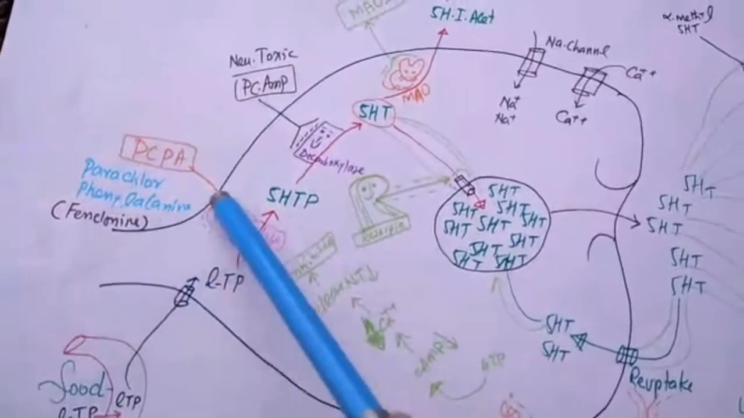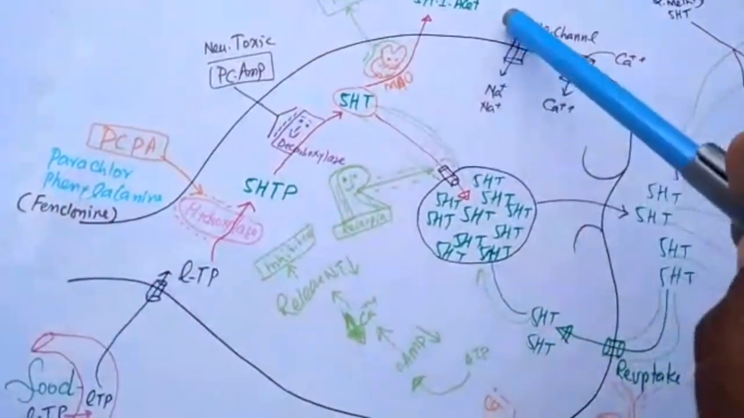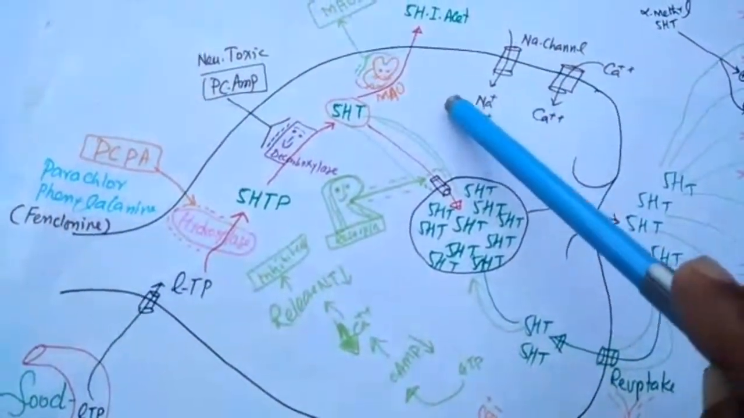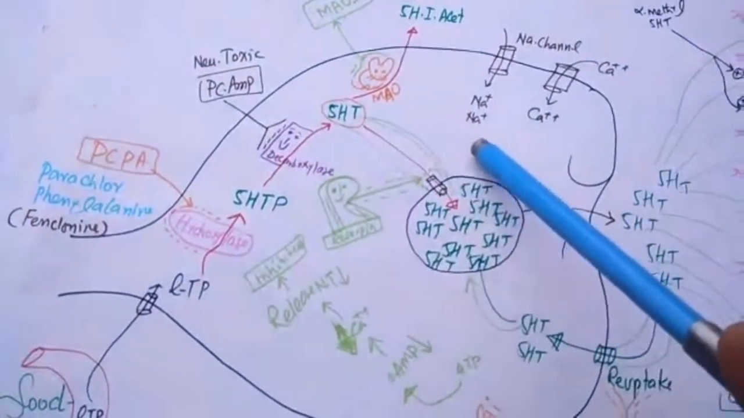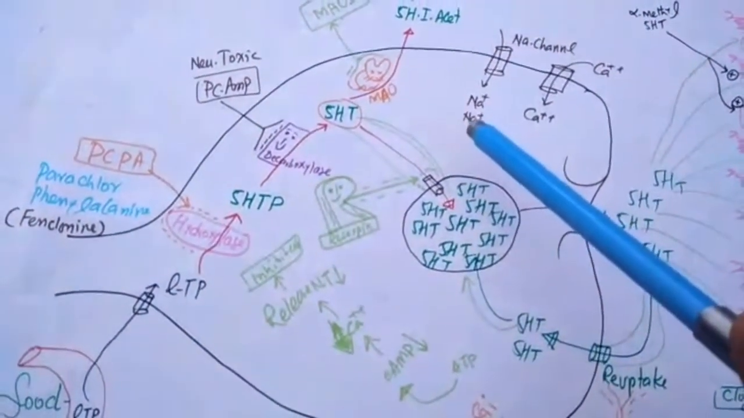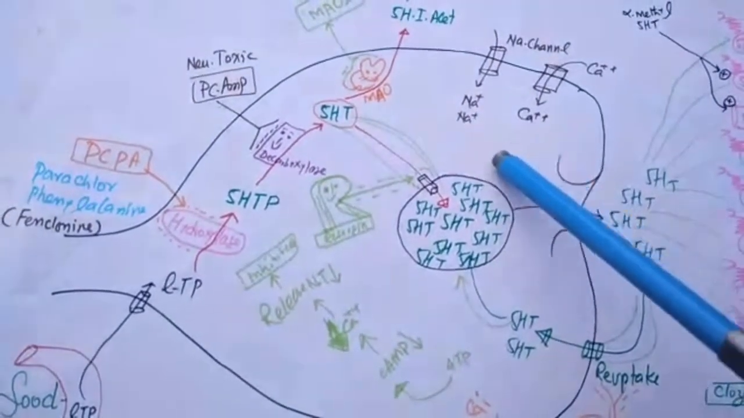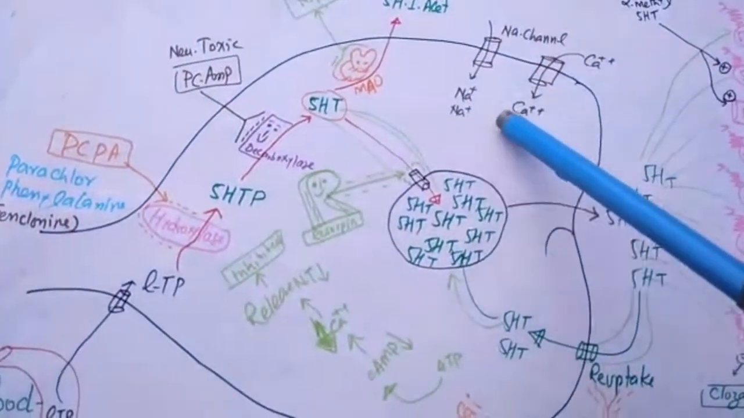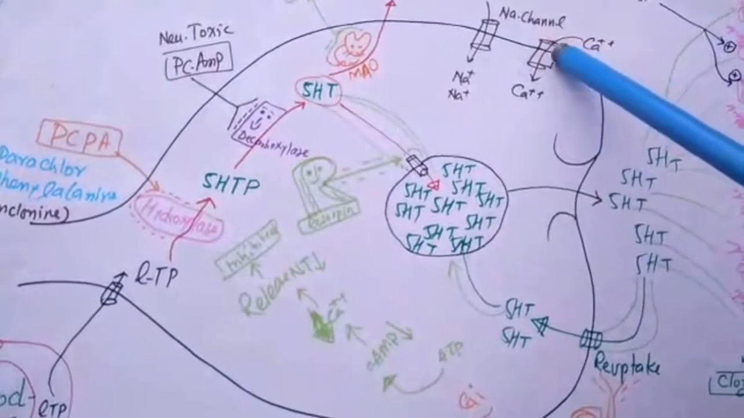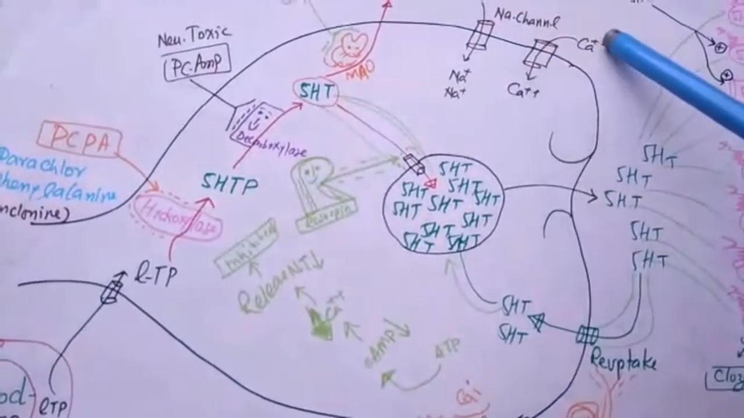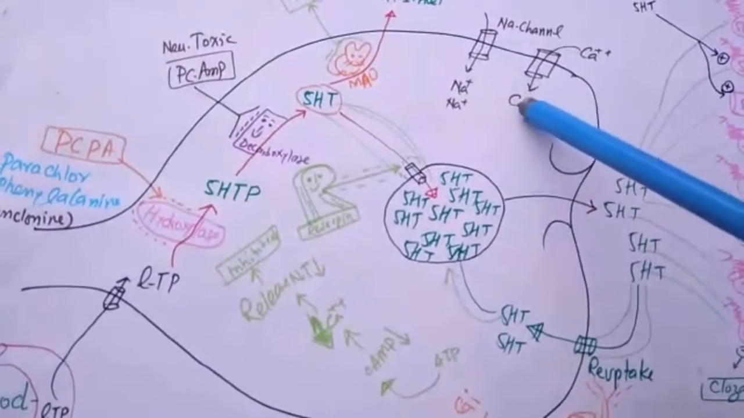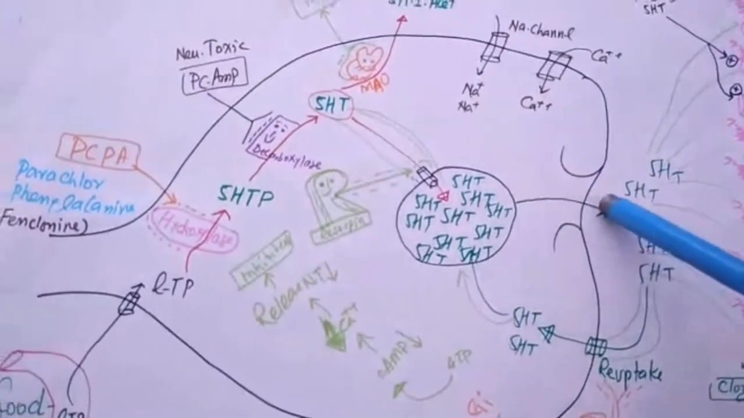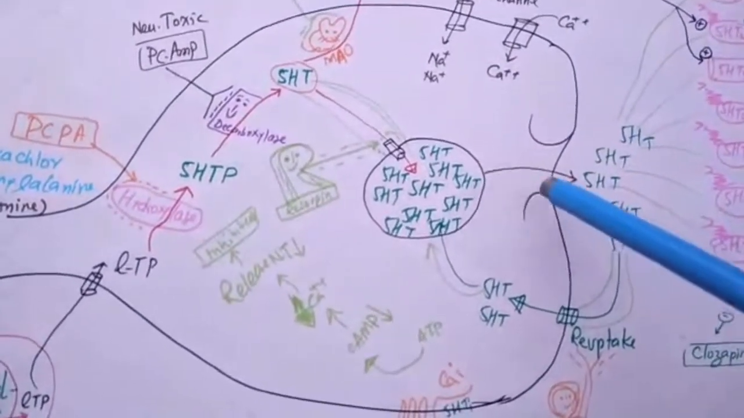When the action potential comes here, sodium is internalized, and sodium changes the electric concentration of this cell. This change in electric concentration of the cytoplasm opens the potential-dependent calcium channels, and now calcium influx occurs. This higher calcium level accelerates the exocytosis of these neurotransmitters.